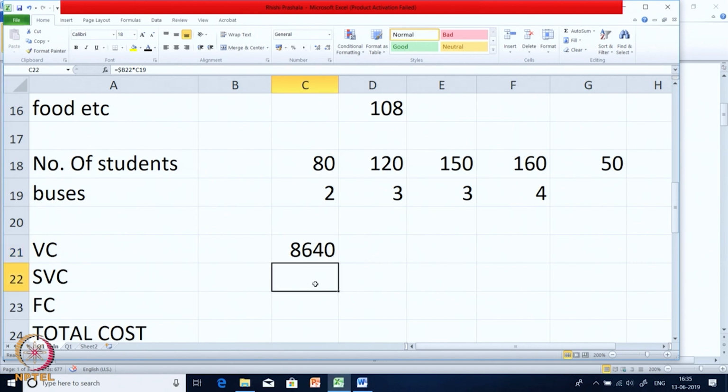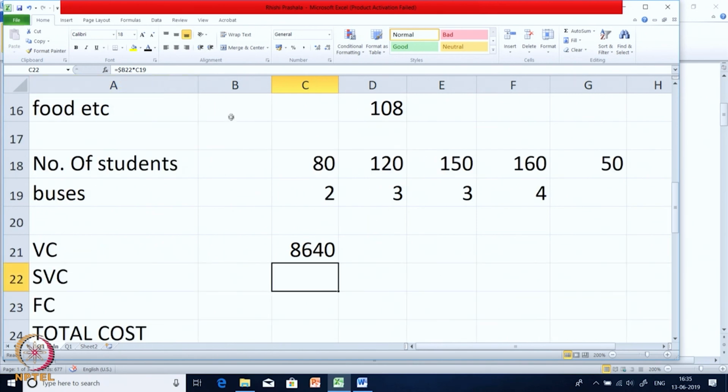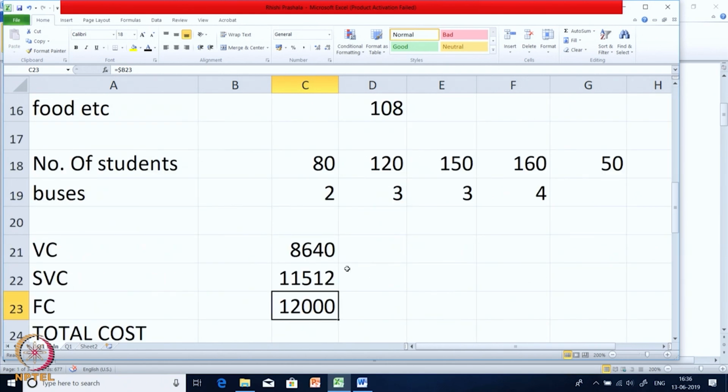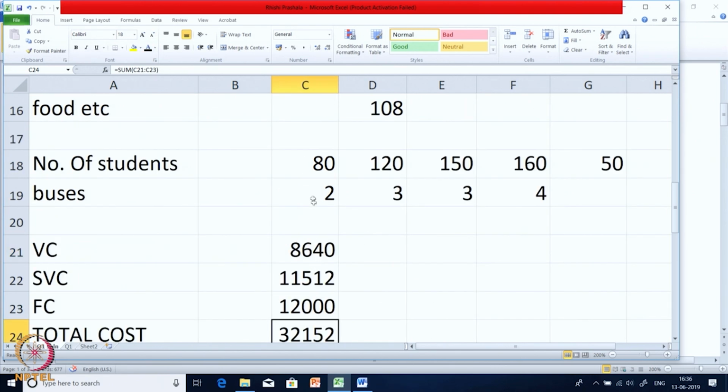Now how much will be semi variable cost? It depends on number of buses. There are 2 buses and 1 bus costs 5756. So total SVC for 80 students comes to 11512, which is for 2 buses, and total fixed cost is 12,000, which is anyway fixed. So total cost is 35,152 for 80 students. Are you getting?